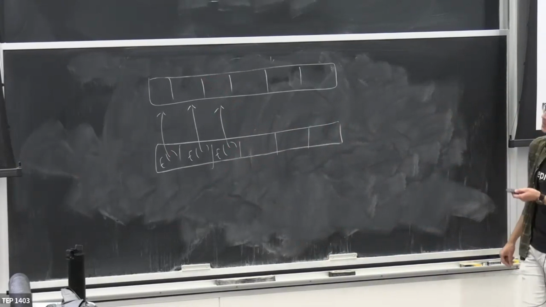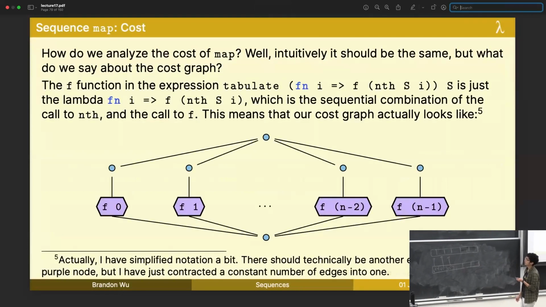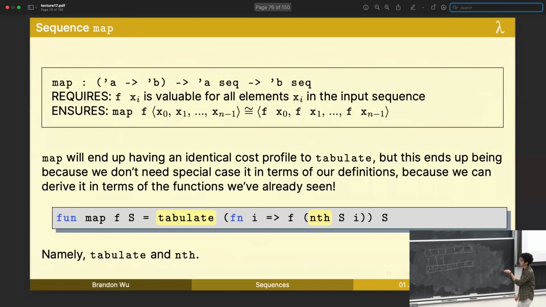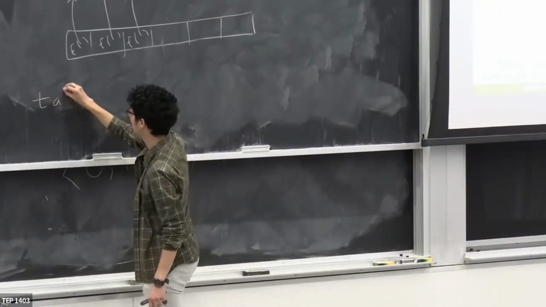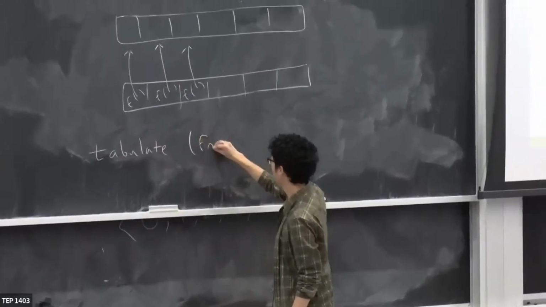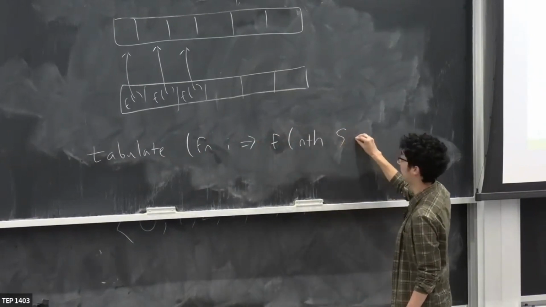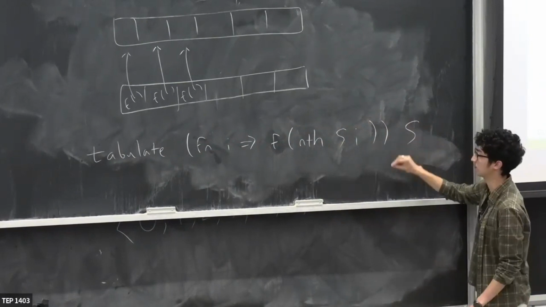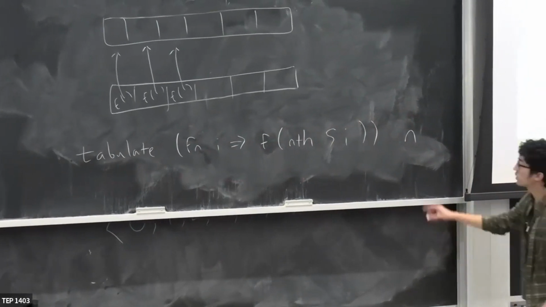So we can make this in the same cost profile using tabulate and nth, where we have this. And the reason why this cost graph is going to look a little bit different. So I would say this is the cost graph of that function I showed you just now. And here's why, right? If I wanted to analyze the cost of that function, I need to use the knowledge of tabulate. So in particular, we said tabulate fn i goes to f applied nth i. I think I always get this backwards, but whatever. Or n. Okay.